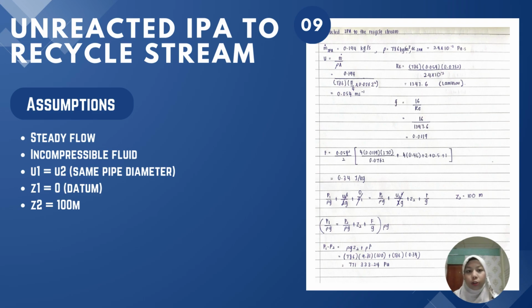Then as usual, we will find the Reynolds number first, but we need the velocity value. Then we find the velocity by using the mass flow rate that we got, which is 0.054 meter per second.